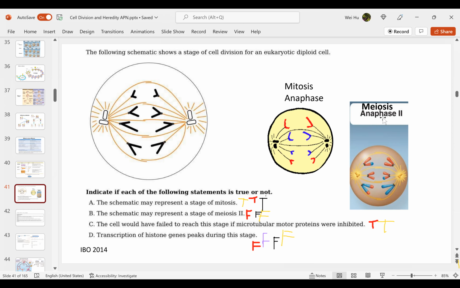How about meiosis? Anaphase 2. So you don't have pair anymore, right? Because your primary chromosome is already separate. So each one are different.